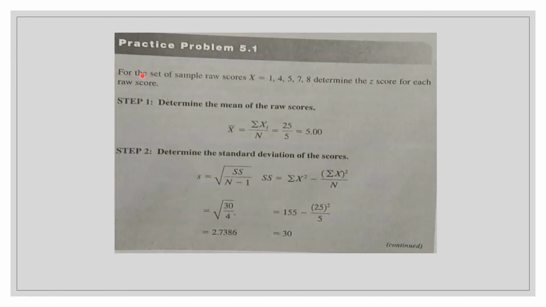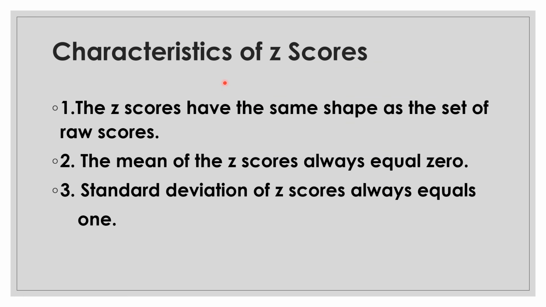So next slide, we have practice problem 5.1 for a set of example sample scores. The scores are 1, 4, 5, 7, 8. Determine the standard score for each raw score. So the first step is to determine the mean of the raw scores, and the second step is to determine the standard deviation of the scores using these formulas. Okay, the characteristics of standard scores. The standard score has the same shape as the set of raw scores. The mean of the standard scores always equals 0. The standard deviation of the standard scores always equals 1.